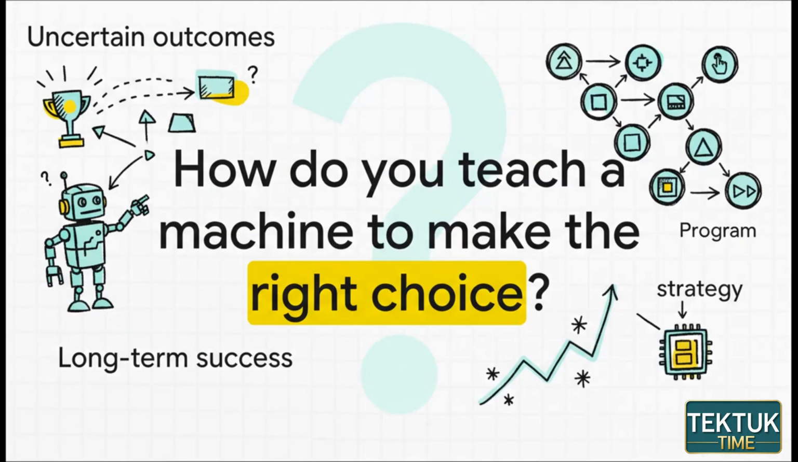And that really is the central question here, isn't it? When the outcome of what you do isn't a sure thing, how do you program a strategy that gives our robot the best possible chance of success in the long run? Well, that is exactly what Markov decision processes are all about.